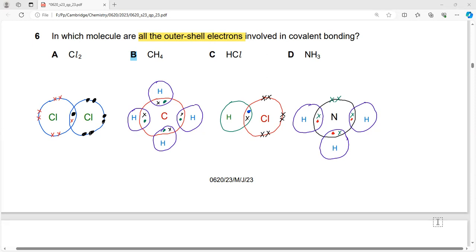And in ammonia, nitrogen is present in group 5. It contains 5 outermost electrons, and it shares 3 with the 3 hydrogens, while one lone pair stays. It's an unbonded lone pair, so 2 electrons are not being shared. That is why it is a wrong option.